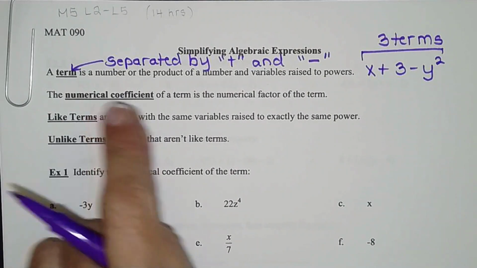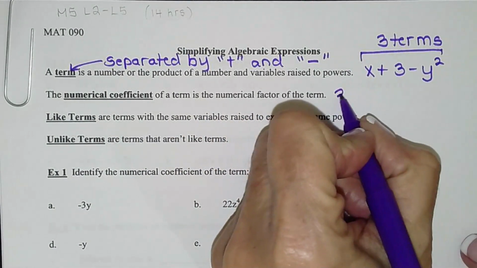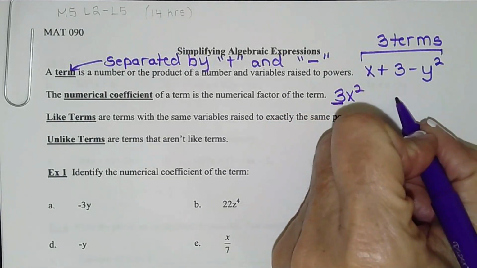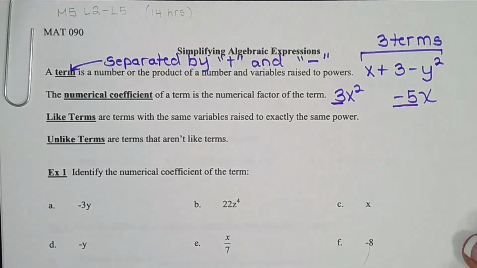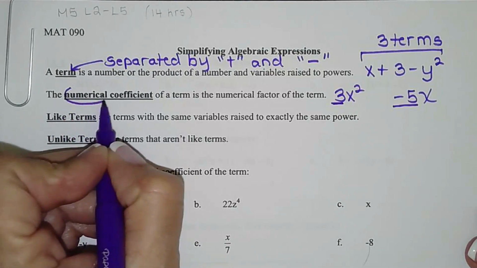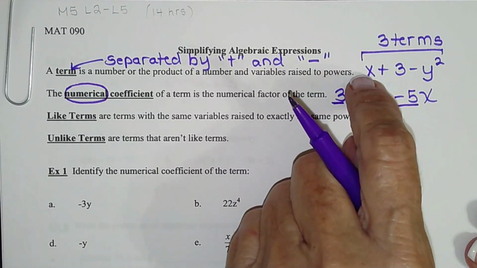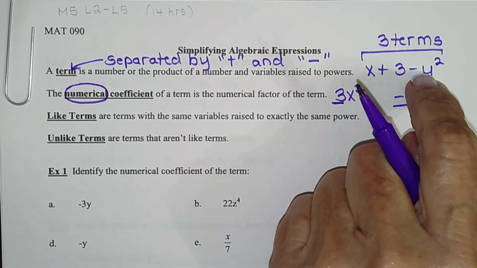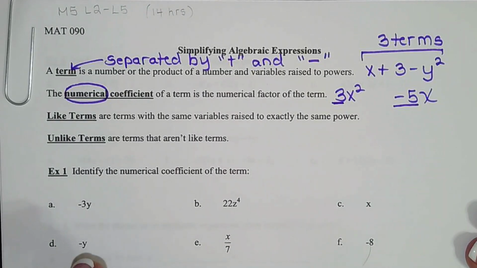Numerical coefficient is the number in front of the term. So if we had 3x squared, 3 would be the coefficient. And if we had negative 5x, negative 5 would be the coefficient. So it's the number in front. See the word numerical there? That means the number in front of each term. So here the coefficient would be 1. Here the coefficient would be 3. Here the coefficient would be negative 1. Just like this one's 3 and this one's negative 5.